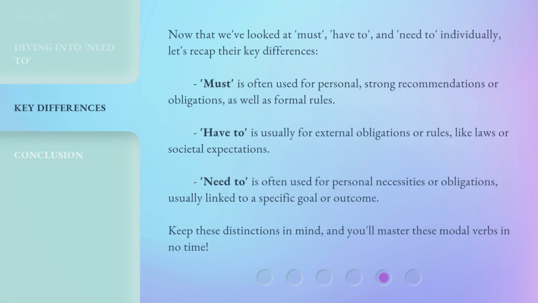Now that we've looked at must, have to, and need to individually, let's recap their key differences. Must is often used for personal, strong recommendations or obligations, as well as formal rules. Have to is usually for external obligations or rules, like laws or societal expectations. Need to is often used for personal necessities or obligations, usually linked to a specific goal or outcome. Keep these distinctions in mind, and you'll master these modal verbs in no time.